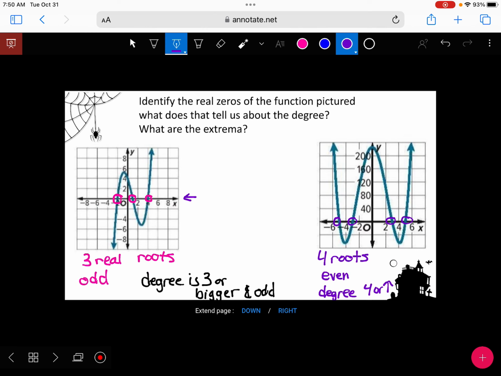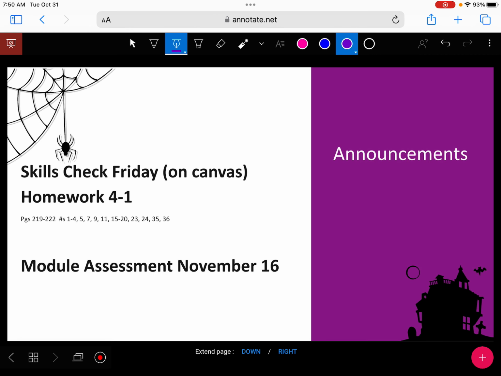Okay, so we're going to be getting firmly into our polynomial stuff from here on out. We have almost 10 minutes until announcements, and that is the end of what we have today.